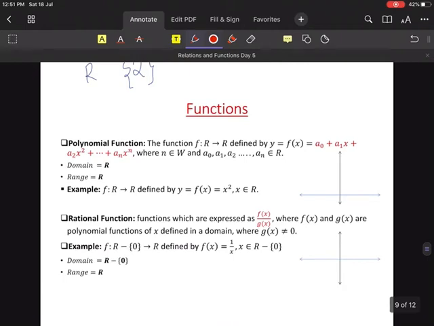Clear? Yes. Now let's move on to the next one.